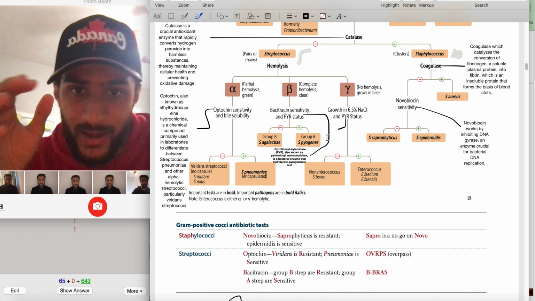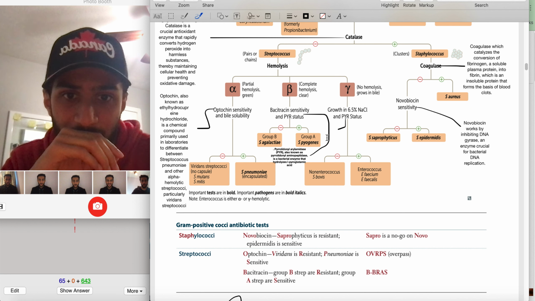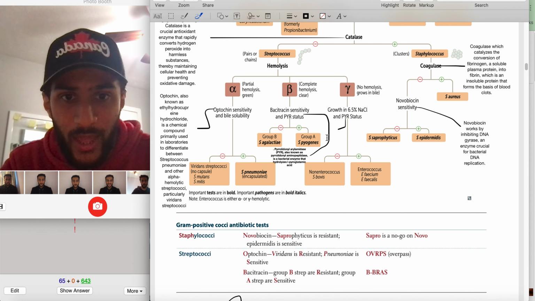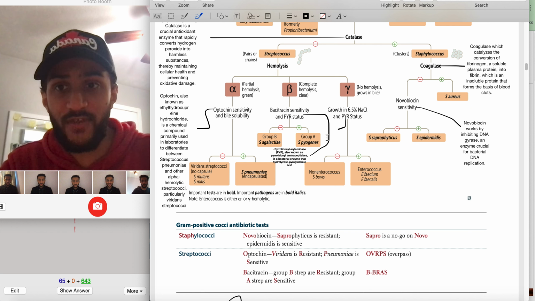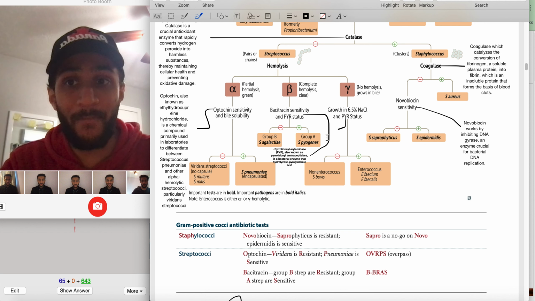PYR is really complicated. I looked into it, but it's pyrrolidonyl arylamidase, also known as pyrrolidonyl aminopeptidase. Basically, it's a bacterial enzyme that hydrolyzes pyroglutamic acid. So if it's positive, it's going to be group A Streptococcus pyogenes. If it's negative, it's going to be group B Streptococcus agalactiae. The last group is going to be gamma hemolysis. This is going to be no hemolysis, and it grows on bile over here.